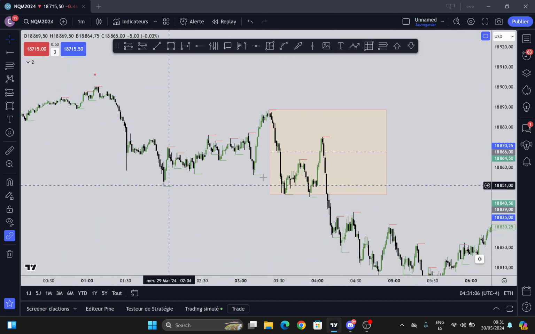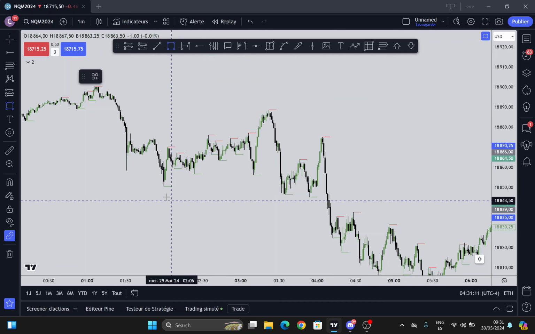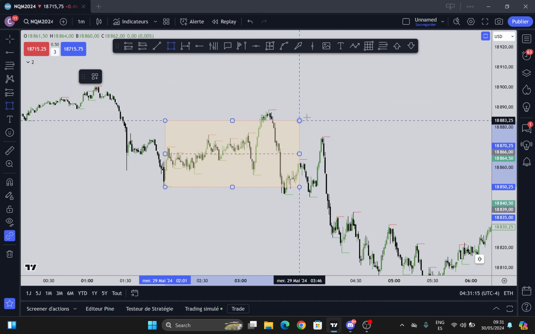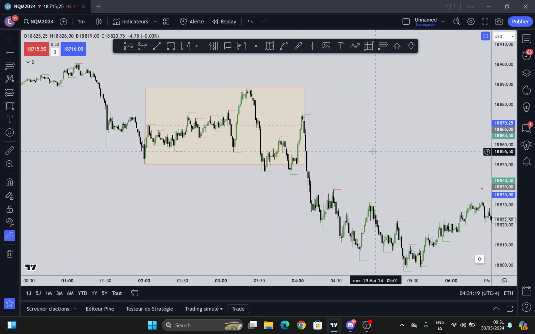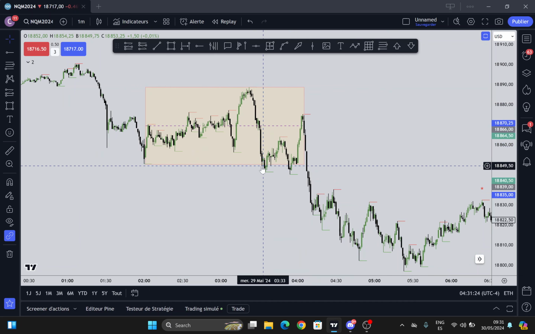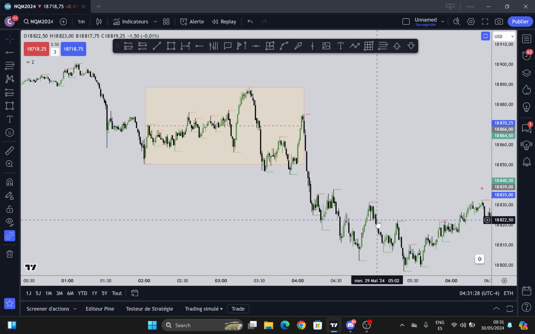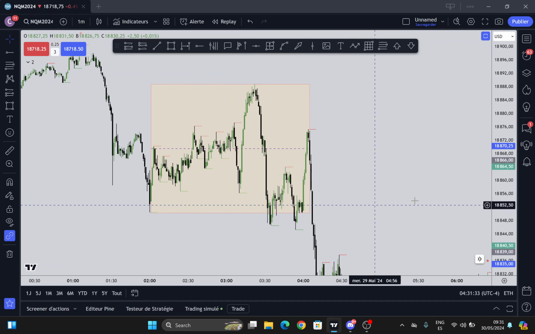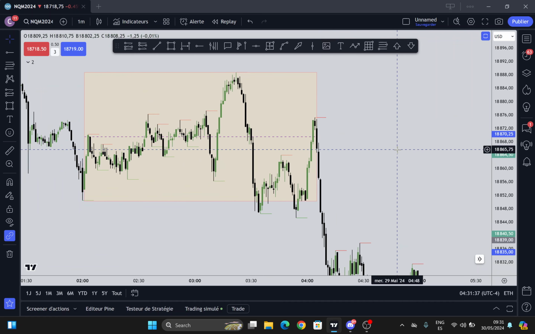There was this huge zone right here. Okay, there was this huge zone that we broke to the downside, and knowing that we were in bearish order flow, I was waiting for some kind of setups at the 50%, right?